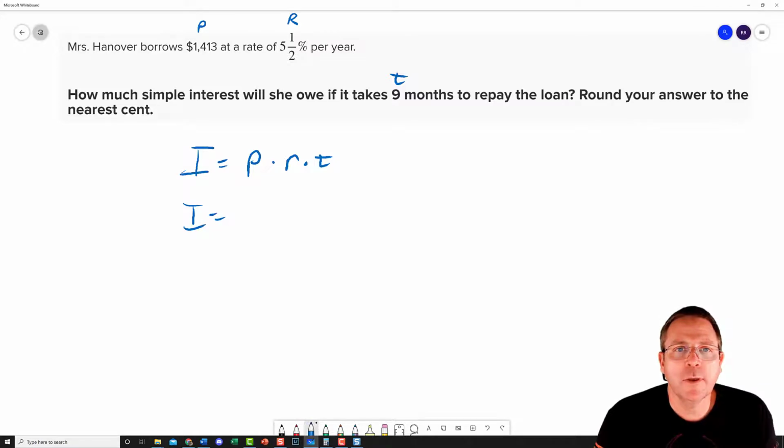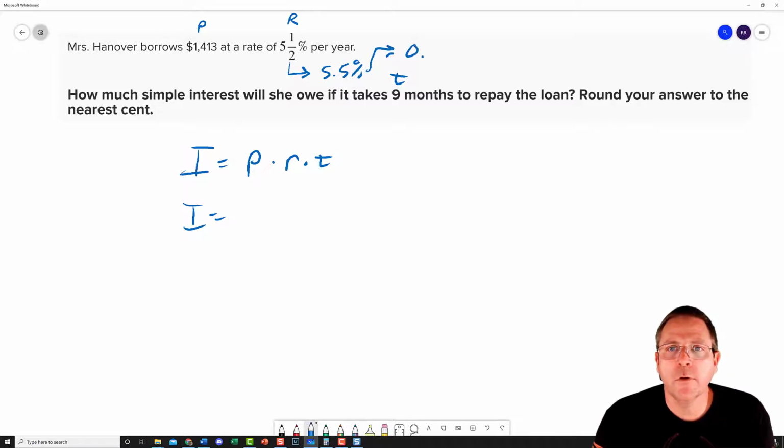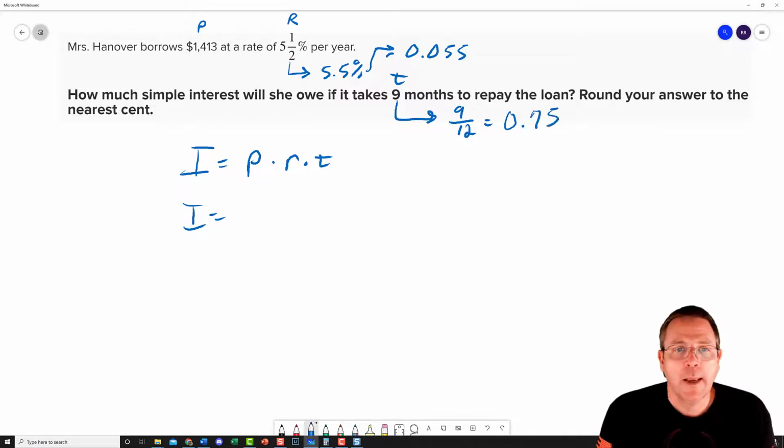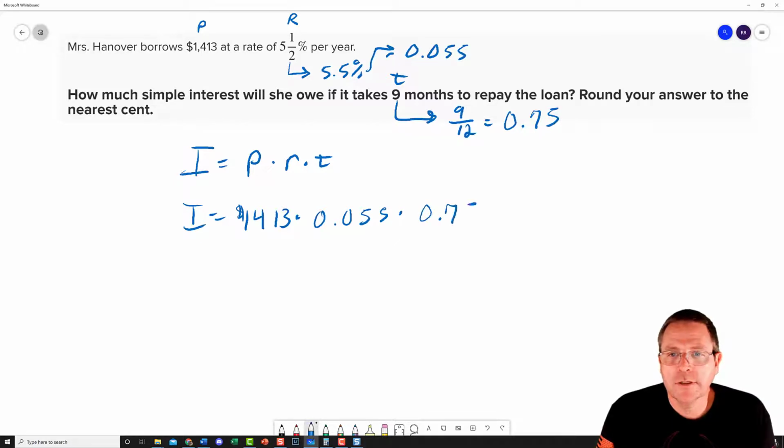Well, let's break these down into decimal values. That is going to be 5.5%, which is also going to be 0.055 written as a decimal. 9 months, that's going to be 9 out of 12, which of course we already discussed is going to be 0.75. And now we have what we need to work our problems. What are we putting in for principal? $1,413. Our rate, 0.055, and our time, 0.75.